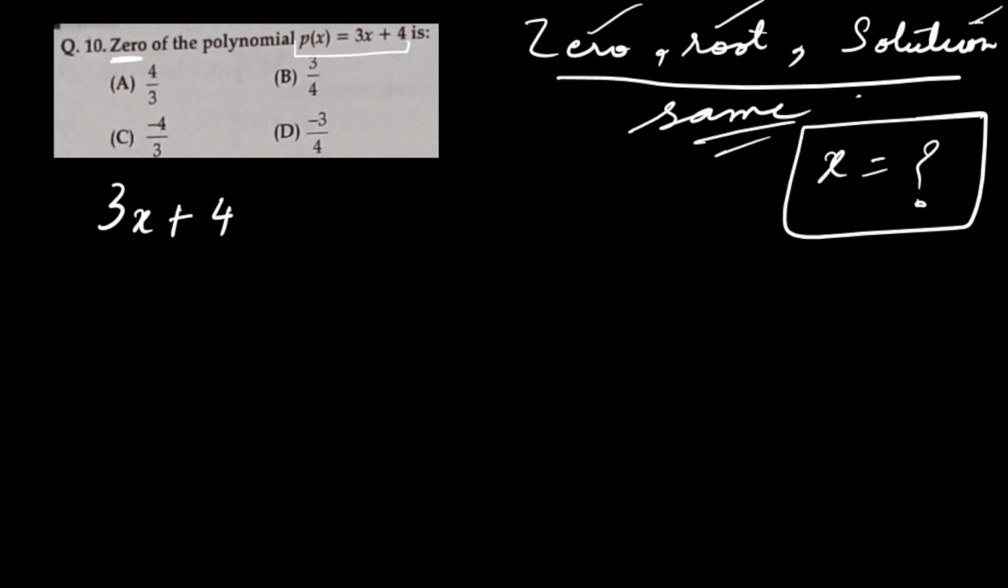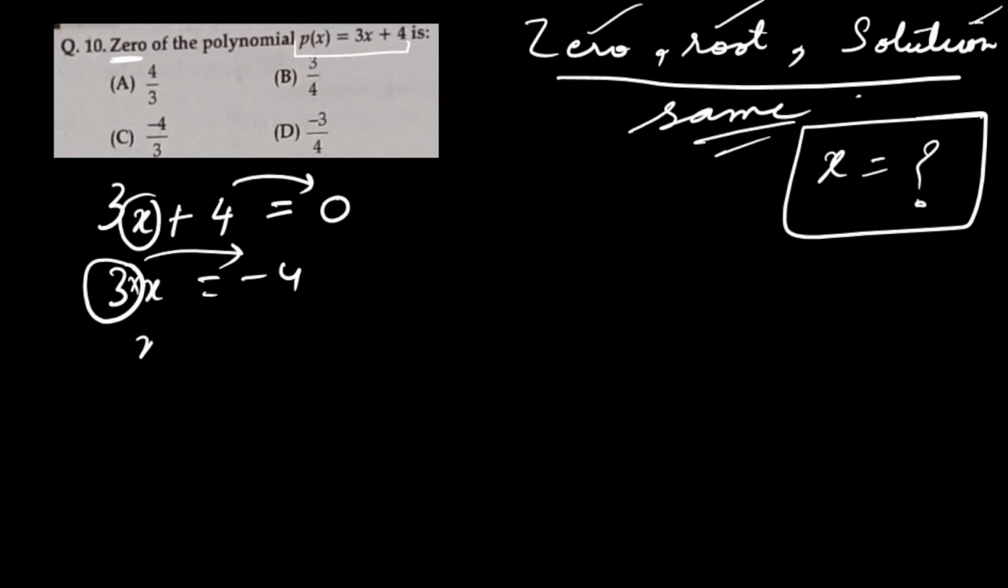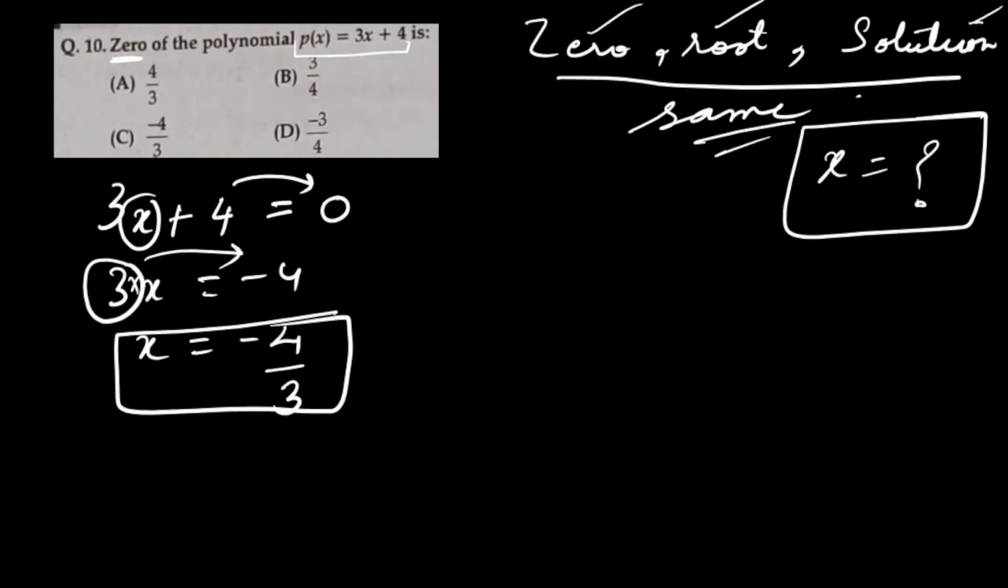Let's check. How to find the zero or solution or root? By just equating this polynomial with 0, we will find the value of the variable. So we have to find the value of x. This 4 we will shift to the other side, and it will become minus 4. Now step by step we shift 3. Here it is getting multiplied, so when we shift it to the other side, it will get divided. So x is equal to minus 4 by 3. So option C, x is equal to minus 4 by 3.